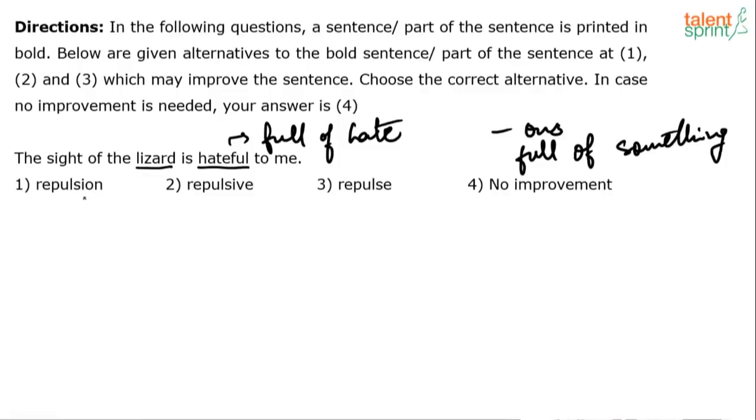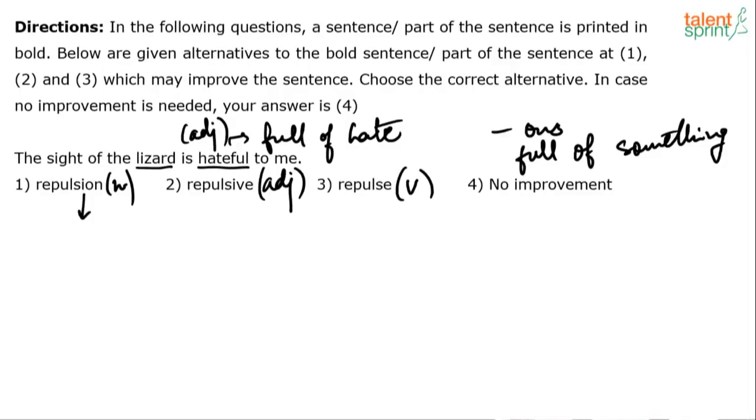So let's look at the first option, repulsion. What is repulsion? Which part of speech is repulsion? Repulsion is a noun, okay, and hateful is an adjective. Okay, so it has to be replaced by an adjective. First one is repulsion, which is a noun. Second is repulsive, which is an adjective. Third is repulse, which is a verb. So the same word has been used thrice in different forms. So which form will you use? You just have to replace it with a suitable word.